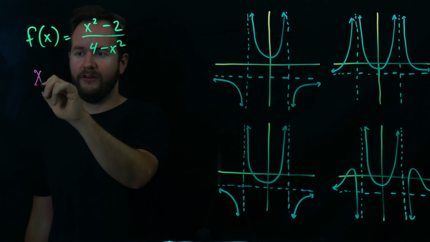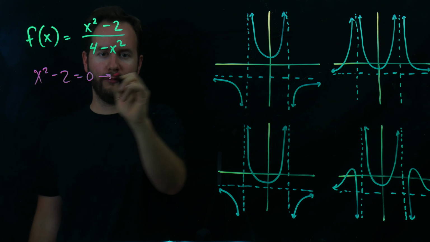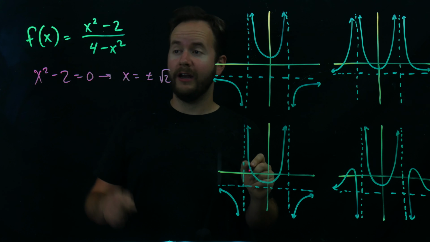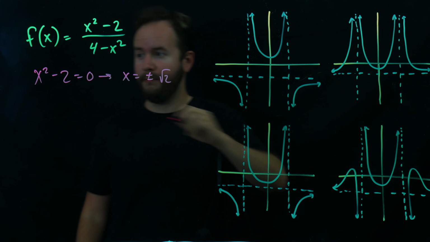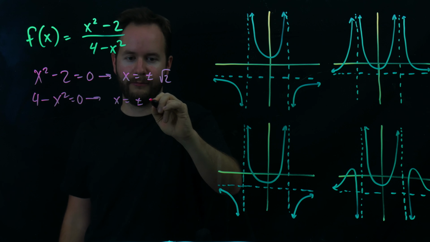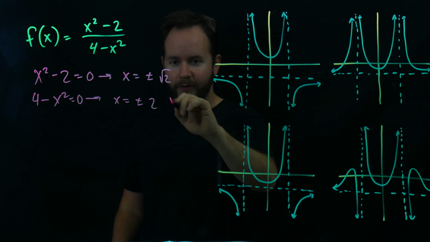I'm going to find the x-intercepts of the graph. Those are the values of x that cause the numerator to be 0, and that would be x equals plus or minus square root of 2. I also want to find vertical asymptotes. So those are the values of x that cause the bottom to be 0. 4 minus x squared equals 0 for x equals plus or minus 2. Okay, so these are vertical asymptotes.